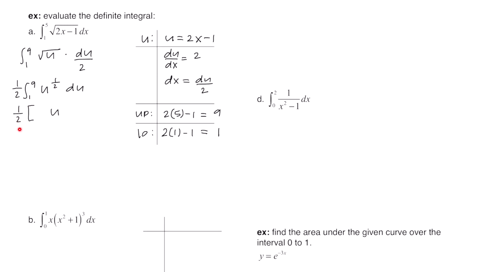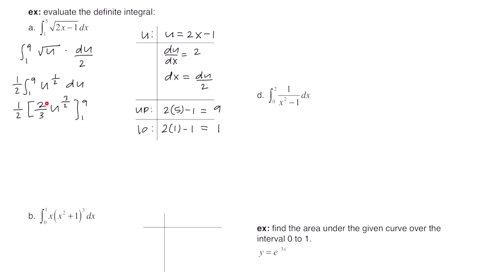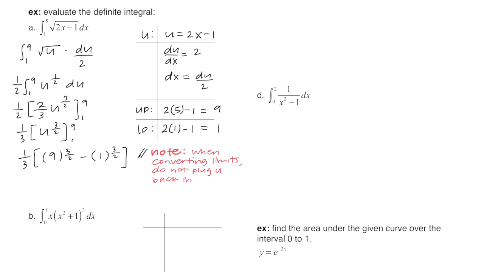Okay, so we drop down the 1/2. The integral of u to the 1/2, remember you're adding 1, so you get 3 halves. And then we divide by this new exponent, which is the same as timesing by its reciprocal. So first I want to take this 2/3 and multiply it by 1/2. So when you do so, you get 1/3. And then at this point, we're going to take 9 and plug it in for u minus 1 plugging in for u. And I made a note over here. I said, when you convert limits, so again, like this process right here where we converted 5 and 1 to 9 and 1, when you convert limits, do not plug u back in.